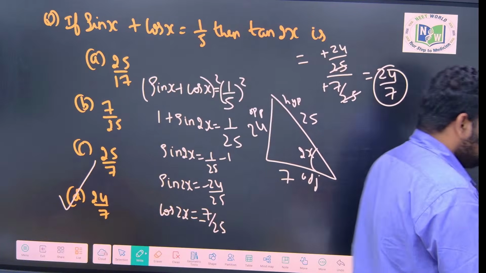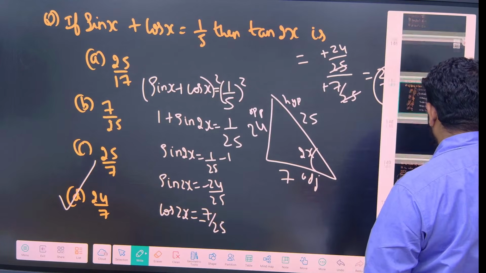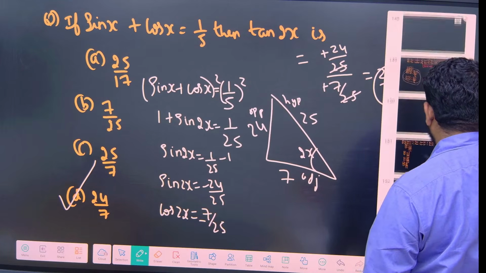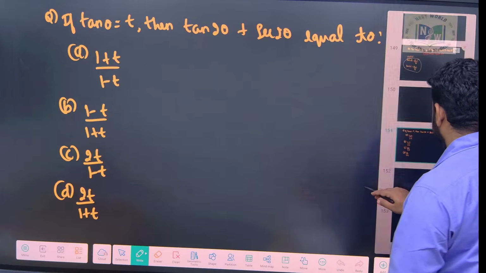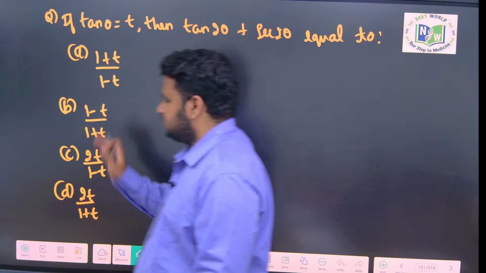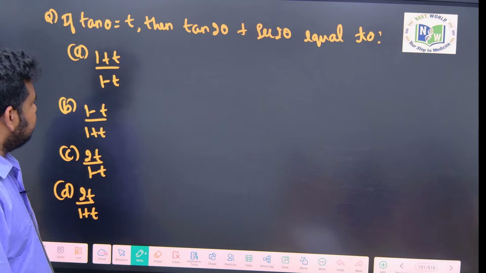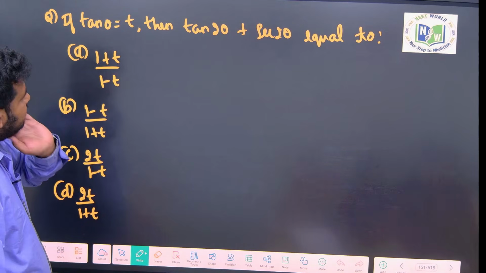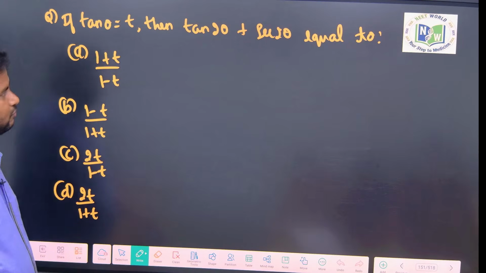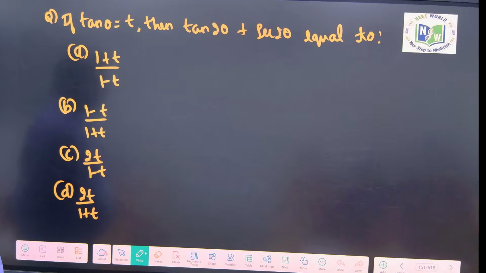Okay, fine. Now please try this question. Similar to this question, we have seen a PYQ. They have given tan theta is equal to t. Even if they don't give it, we will take tan theta as t only, no problem in the question. So tan 2 theta plus secant 2 theta is equal to what they are asking.